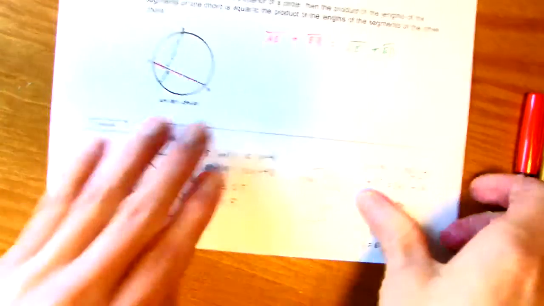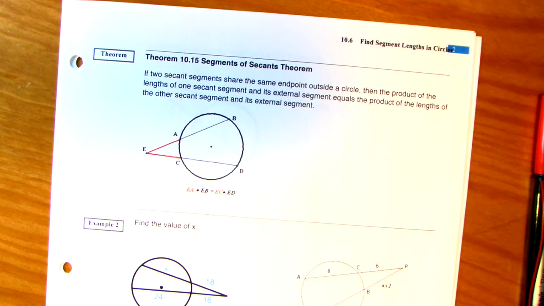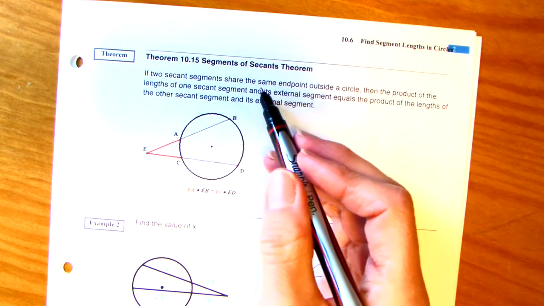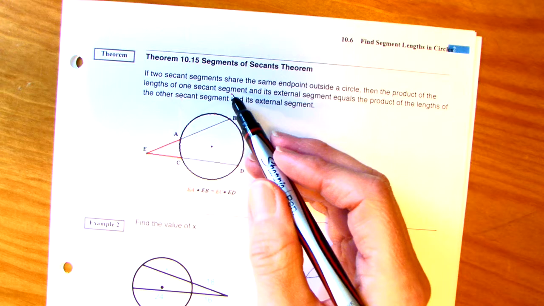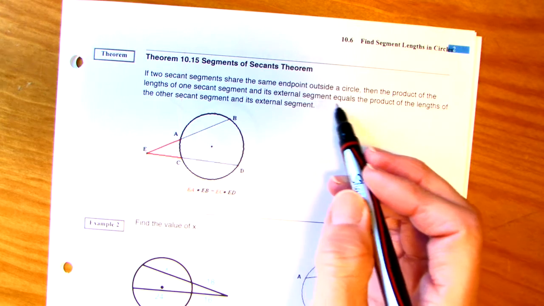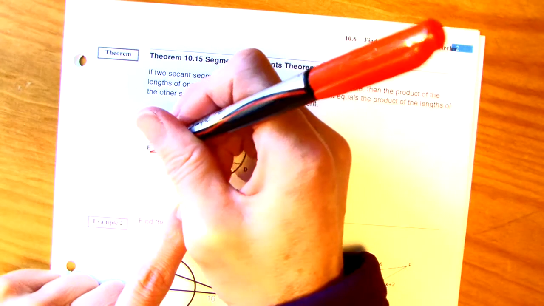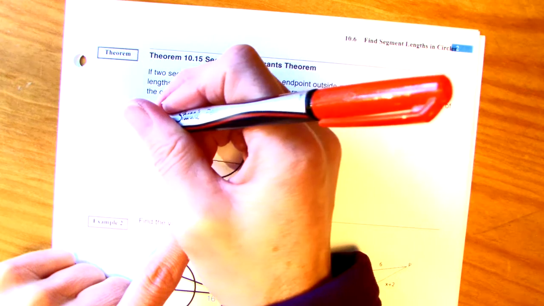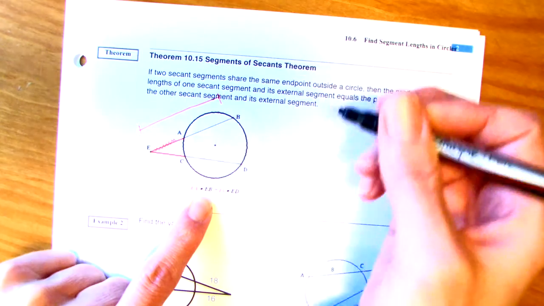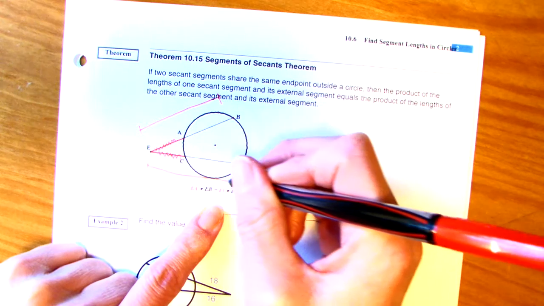Next page, we have another theorem here. Theorem 10.15, segments of secants. You ready for this? Okay. If two secant segments share the same endpoint, so like right there, outside the circle, then the product of the lengths of one secant segment and its external segment equals the product of the segments of the other one. Okay, so if we look, EA, that's this part, times the whole thing is equal to EC times that whole thing.